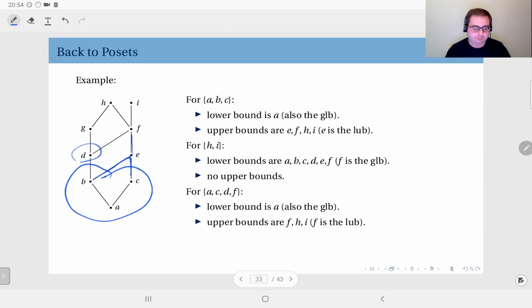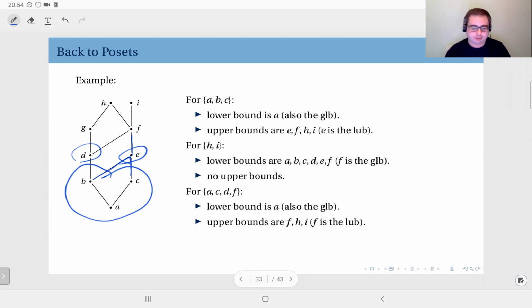We also have F. Again, G is not related to C. We also have H and I. So the upper bounds are E, F, H, and I. And the least of these is E. So E is the least upper bound of the subset ABC.